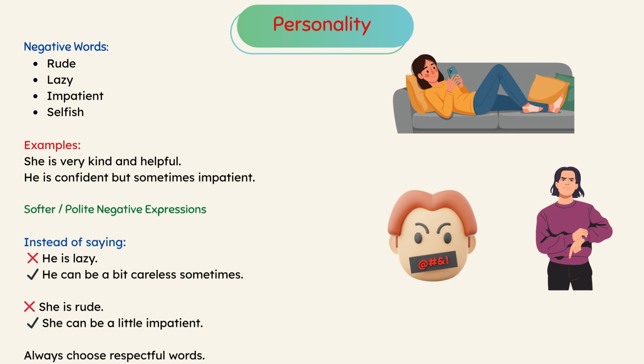Sometimes it is better to use softer or more polite expressions when talking about someone's personality. For example, instead of saying, he is lazy, you can say, he can be a bit careless sometimes. Instead of saying, she is rude, you can say, she can be a little impatient. Using polite and respectful words is always a good idea when describing people.